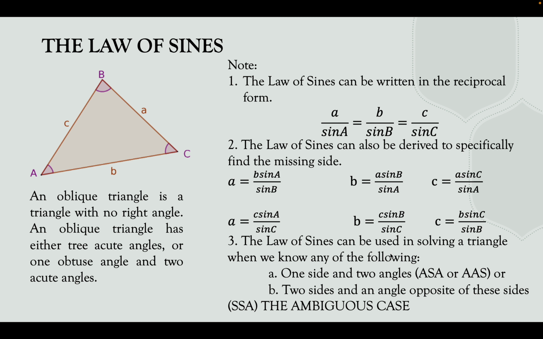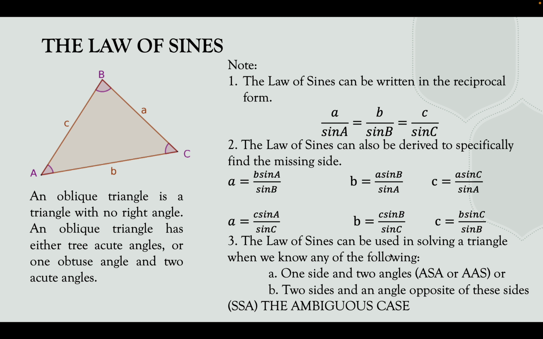So we have here a equals b sine A over sine B, if the given are side b, angle A, and angle B. And then a equals c sine A over sine C. We have also b equals a sine B over sine A. If given side c, angle B, and angle C, we will use b equals c sine B over sine C. And we have here c equals a sine C over sine A, and c equals b sine C over sine B. So you can derive all of that by using the general formula of the law of sines.